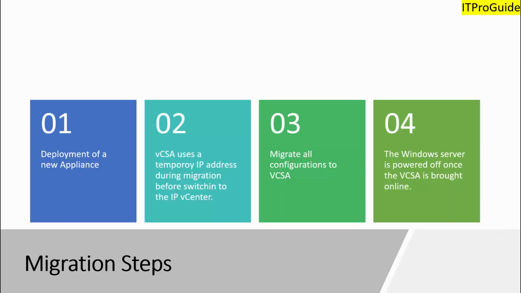Migration to a vCSA involves the deployment of a new appliance. Once you have deployed the new appliance, it uses a temporary IP during the migration. Then using that temporary IP, it migrates all the configurations and the data from your Windows vCenter version to the appliance. Once the migration has completed, the Windows server is powered off and the vCSA is brought online with the same IP address and fully qualified domain name.